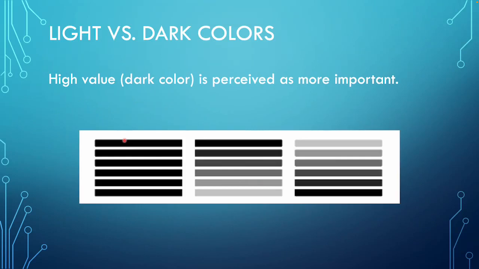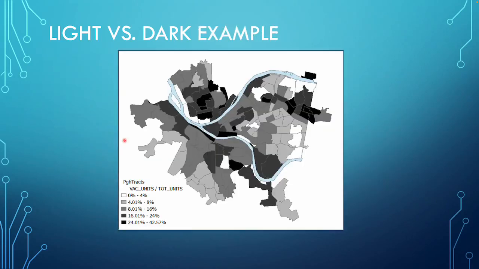Light versus dark colors. So the darker a color is, the more important it's perceived to be by our eyes. Our eyes are going to be drawn to the contrast. So the darker a color, the more we're going to focus on that. And if we focus on that, that should be the most important thing that we're trying to show. Right? Let's look at a couple maps to illustrate this.